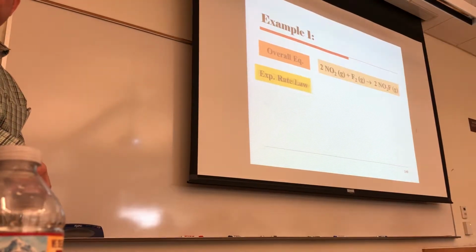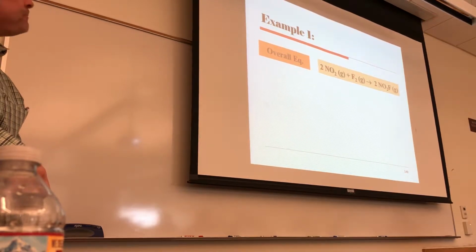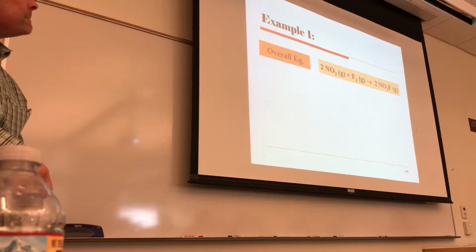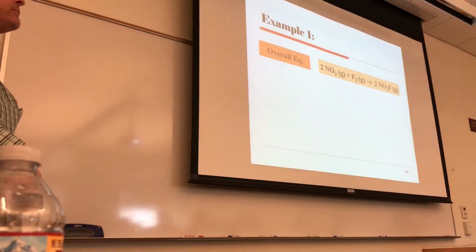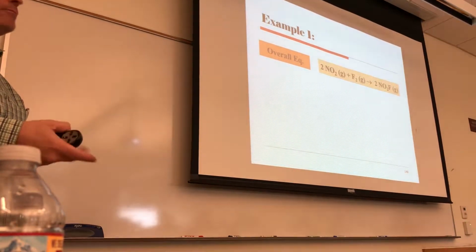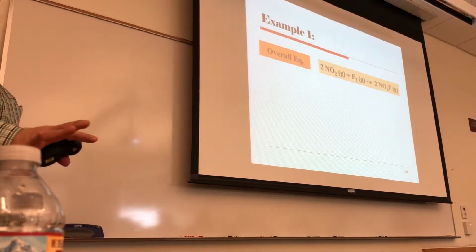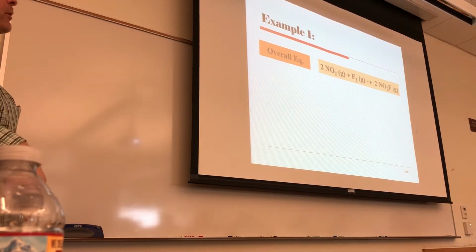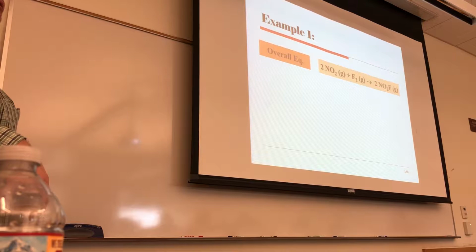So let's do something. My overall equation here is 2 NO2 plus F2 gives me 2 NO2F. What's my rate here equal to? Rate equals k, NO2 to some exponent, and F2 to some exponent. That's all I could write from this, since I don't have any data. If I had data, I could fill in the exponents for NO2 and F2. What if I told you this was the elementary reaction, one of them in the overall mechanism, and it was the rate limiting one? Then what would I write for the rate?